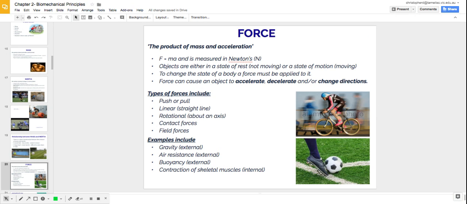So the different types of forces that you might have: you might push something, you might pull something, it might be a straight line force, it might be a rotational force, it might be contact, for example getting tackled, or it might be a field force. Some examples down there: we've got gravity, which is an external force. We've got air resistance, for example if you're throwing something through the air. We've got buoyancy, which is a force in itself, in terms of water. And an internal force is the contraction of skeletal muscles to generate force.